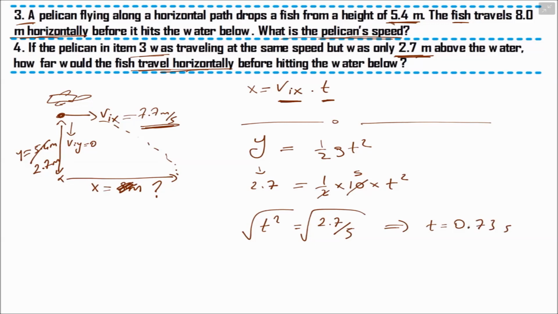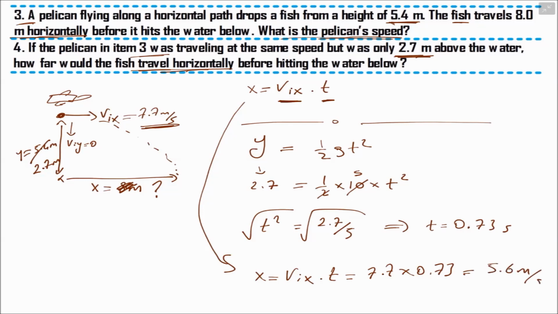0.73 seconds, and we will substitute this in this formula. x equals v initial x times t, and the v initial x is 7.7 times 0.73, the result is going to be 5.6 meters. Thanks for listening.